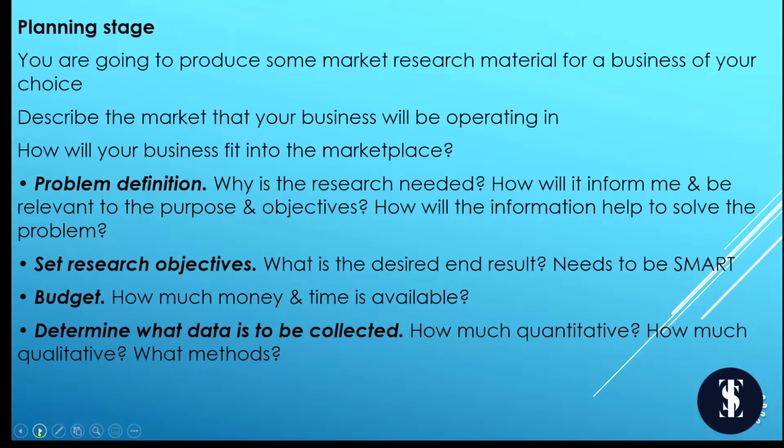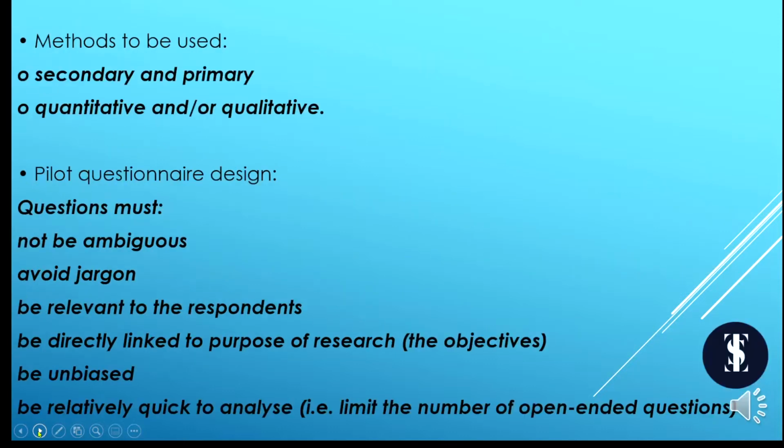Set research objectives. So what is the desired end result? And it must be SMART. Budget. How much money, how much time is available? Now, determine what data is to be collected. Okay, how much will be quantitative? How much will be qualitative? And what methods are you going to use? Now, you can be secondary or primary. You can be quantitative, qualitative, or a combination of the four.